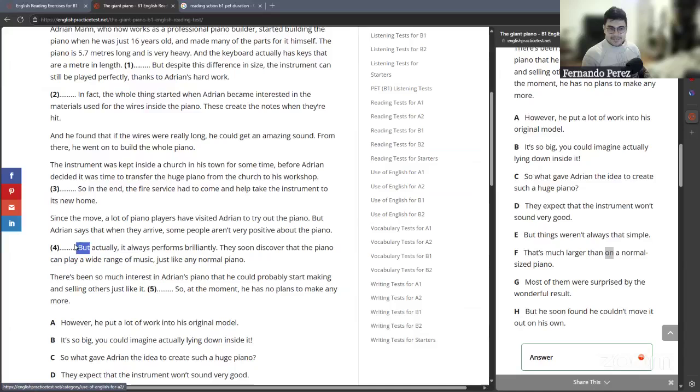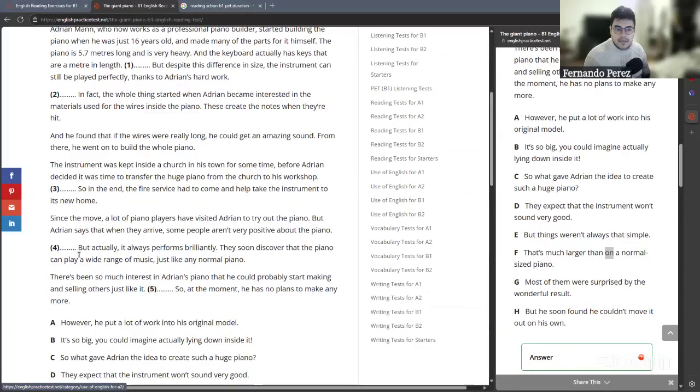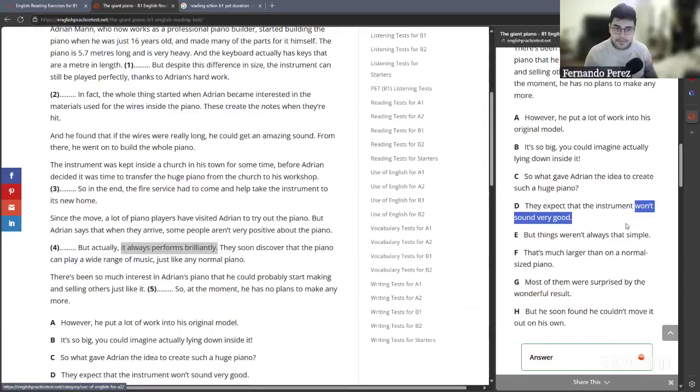The connector but is the one that gives the contrast. Take a note, guys. The connector but is a contrast. It always performs brilliantly. So you need to find a sentence that says the contrary. What is the contrary of perform brilliantly? Letter D. That it won't sound very good.